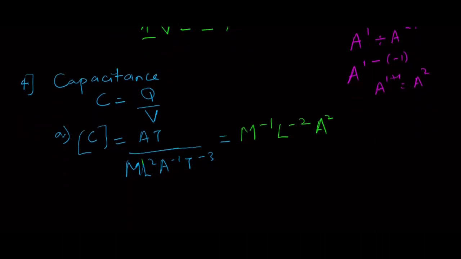Then for the time, we have two T's. Let's deal with the time as well. We have T raised to power 1 divided by T raised to power minus 3. We pick one of the bases as well, T^1.